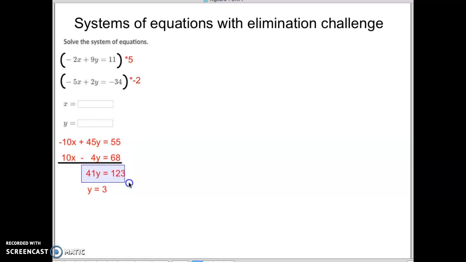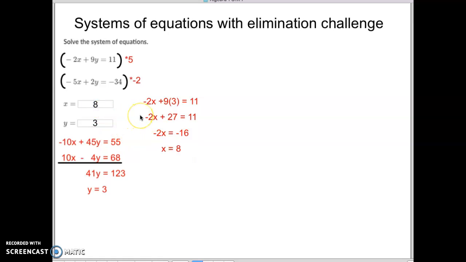Then I divide both sides by 41, and I get y equals 3. So my y coordinate is 3. Next, I need to solve for x. So I always plug into the top equation when I do this. I'm going to plug 3 in for y: negative 2x plus 9 times y, but the y is now a 3, equals 11. 9 times 3 is 27. We will subtract 27 from both sides, and we get negative 2x equals negative 16. We then divide by negative 2, and we get x equals 8.